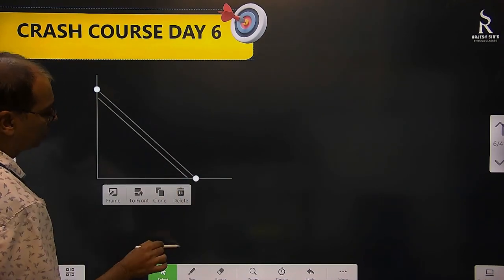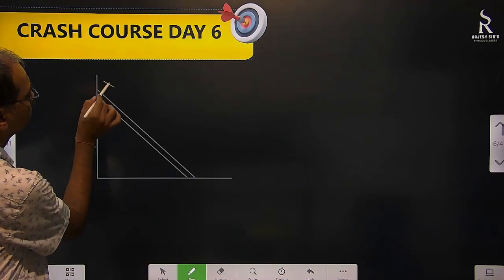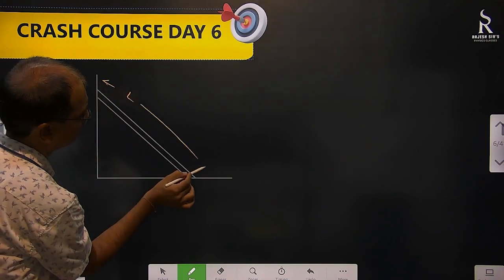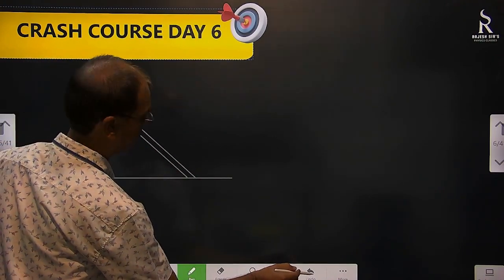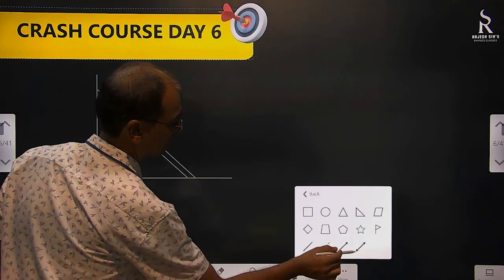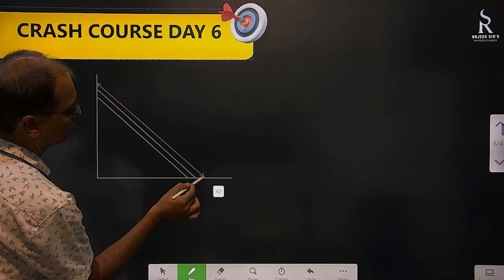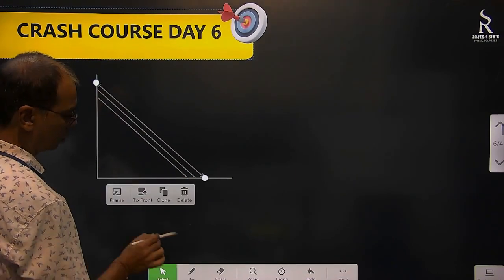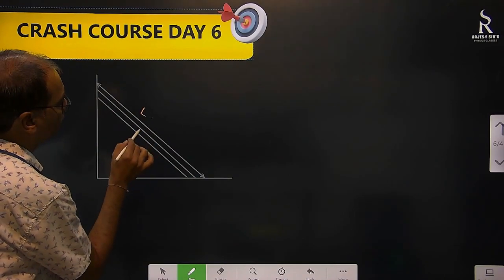This is the ladder. Ladder's length will be L. This is the length, and this is equal to L. Mass is M. Okay. Mass is M.